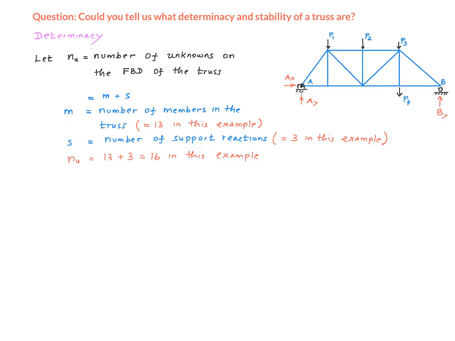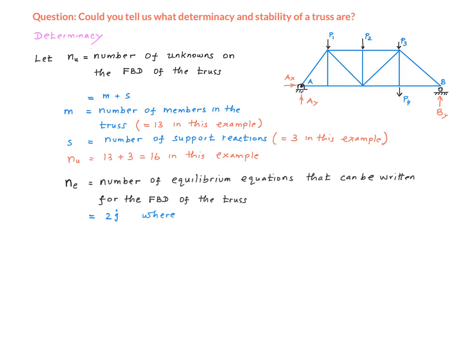And therefore the total number of unknowns for a truss problem is m plus s, which in this example is 16. So we need some equations to solve for these unknowns, and let n_e be the number of equilibrium equations that can be written down for the free body diagram of the truss. It turns out that the total number of equations that we can write down for a truss is exactly equal to 2 times j, where j is the number of joints in the truss.